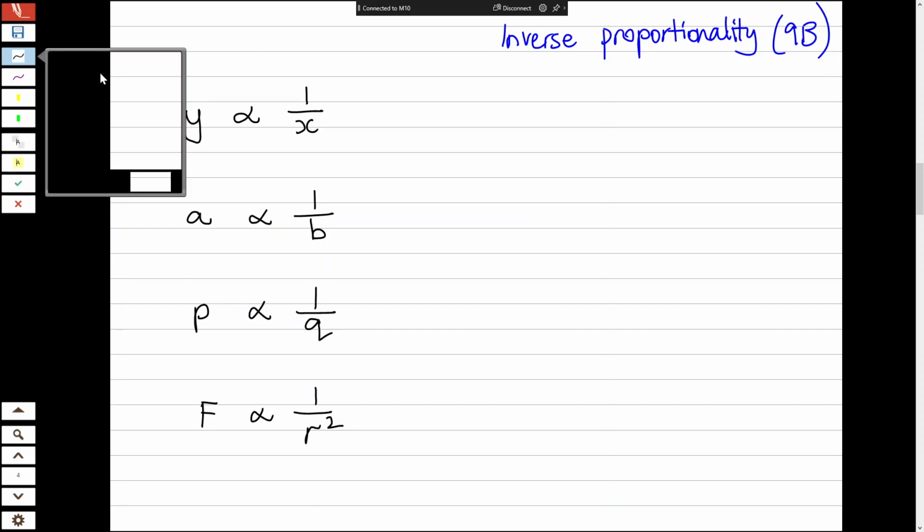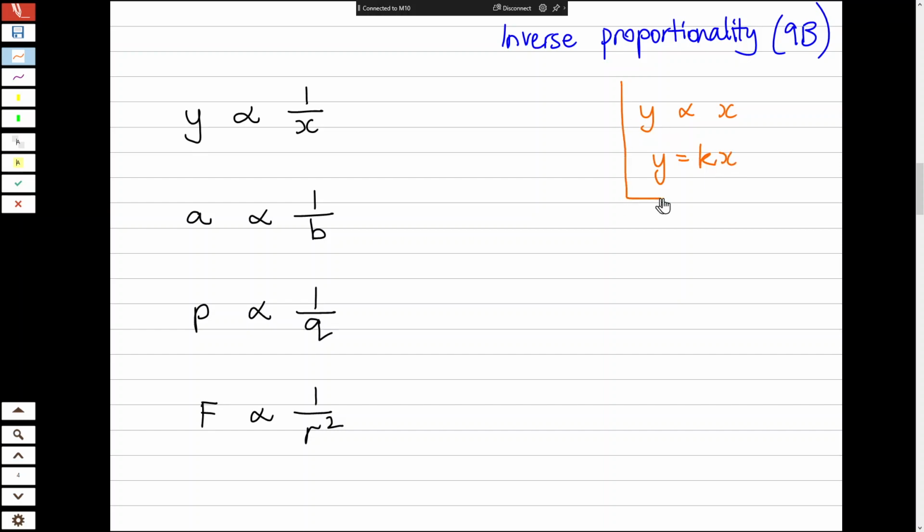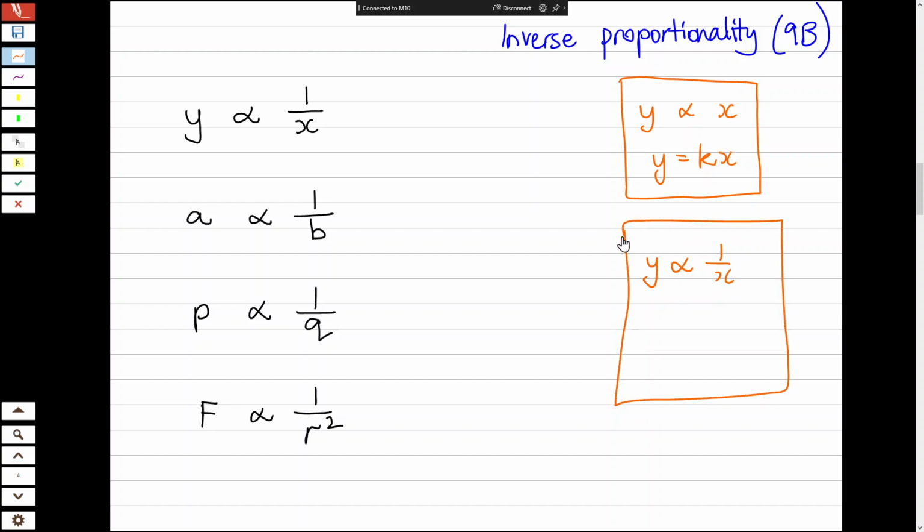I'm going to draw this in orange because I don't want you to write it. It's just to explain. Before we said y was proportional to x, what equation did I need to write down? Y equals kx. Now, based on that, what do you think you would write down here? So something like this, right? Don't write it though. Is this what you mean, Ben? Yeah. Okay, that's fine.